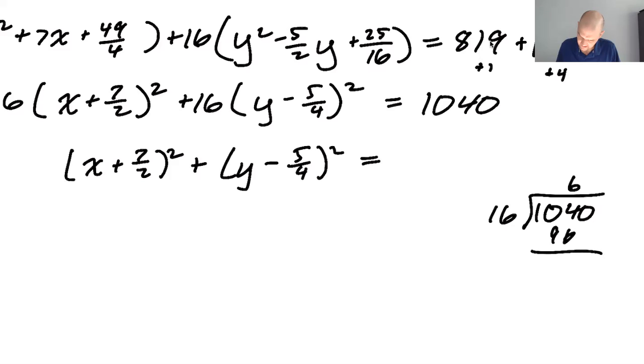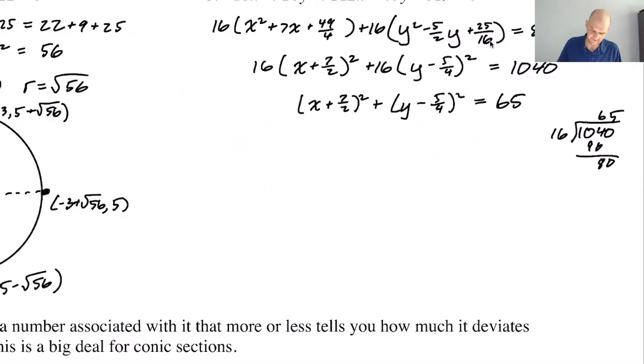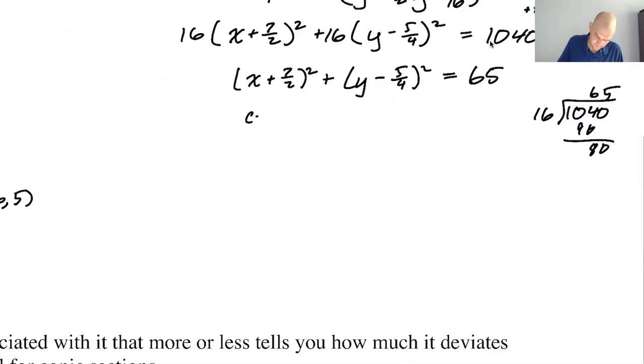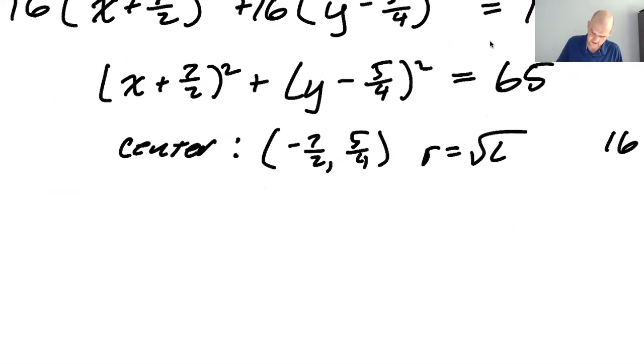So then, what am I doing? That's 80, and then 5, so 65. I don't know. Is that right? Probably. So 65. So now our center is going to be, so if you see a plus, it's minus a negative. So it's negative 7 halves, and then 5/4. And then our radius is radical 65.